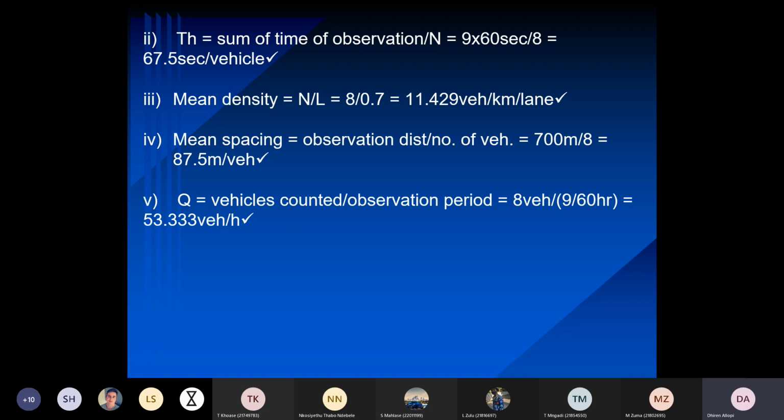Mean spacing is the observation distance, which was 700 meters, divided by the number of vehicles, 8, giving a mean spacing of 87.5 meters per vehicle. And then finally, your flow rate, Q. Your vehicles counted, you had 8 vehicles over your observation period. Your observation period was 9 minutes, converted to hours. You want your answer in vehicles per hour. And that gave you 53.333 vehicles per hour.